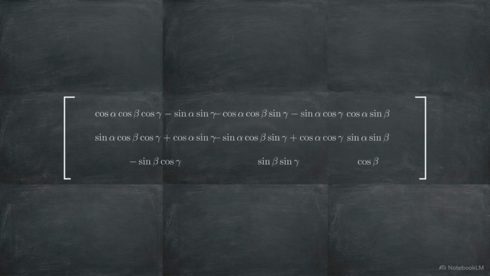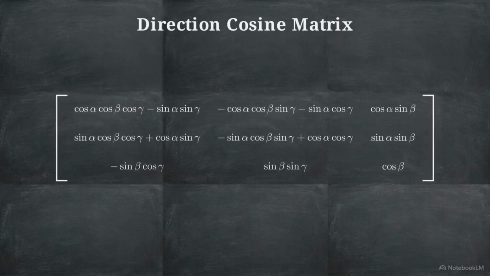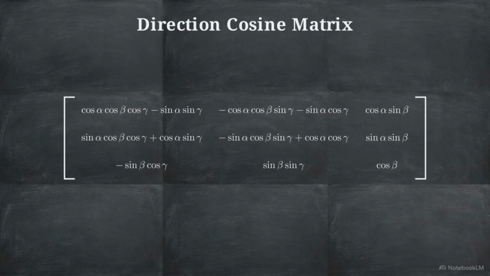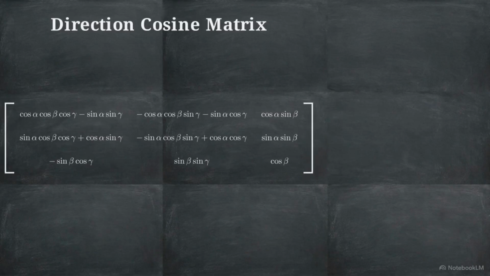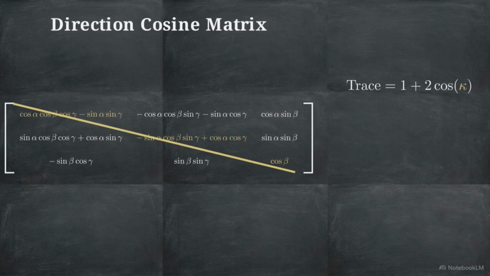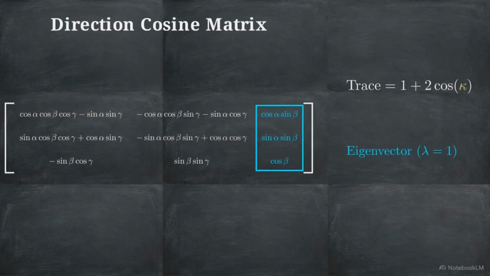The combined product of these sequential operations forms a 3x3 real square matrix called the direction cosine matrix. Its elements contain the trigonometric sums of the rotation. Extracting the geometry from this matrix is straightforward. The sum of the diagonal trace calculates the principal angle kappa, while the eigenvector belonging to the real eigenvalue defines the orientation of the Euler axis E.